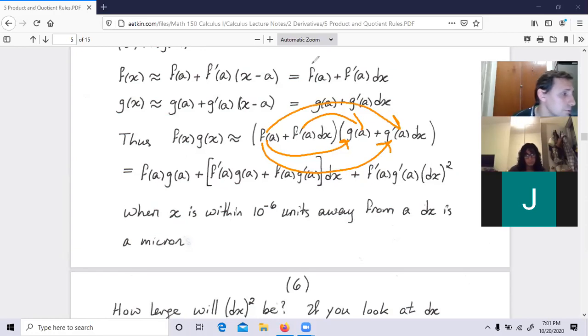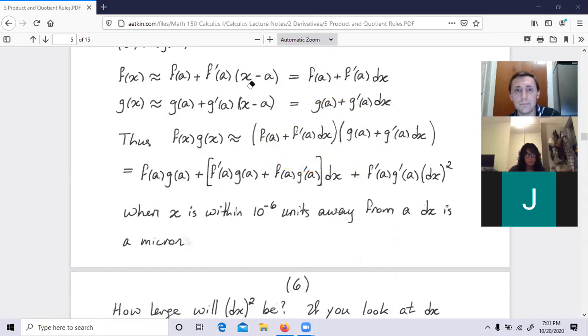This times this, and this times this, right? That's all I'm doing. And then that's just basic algebra. Foil, yes, just foil, nothing else.